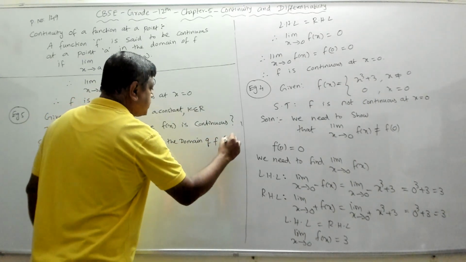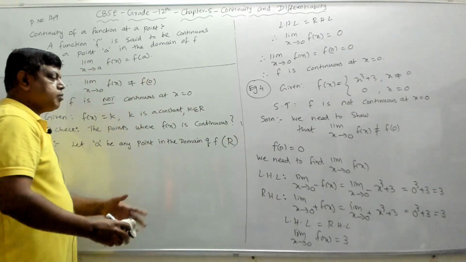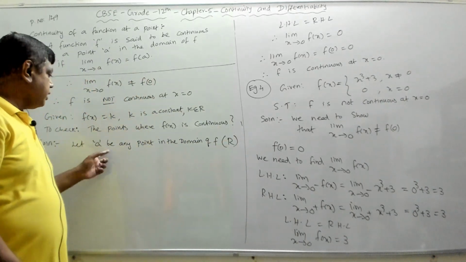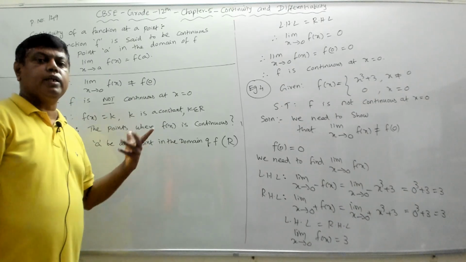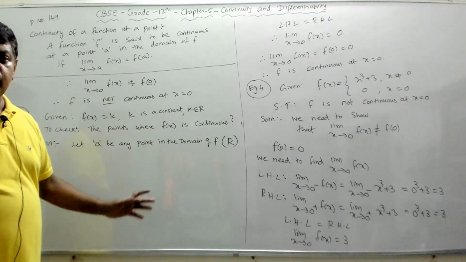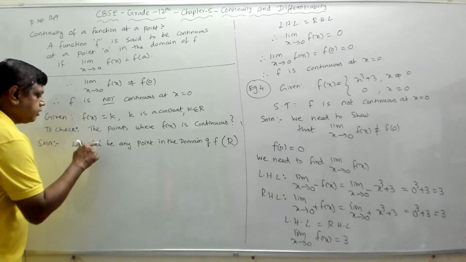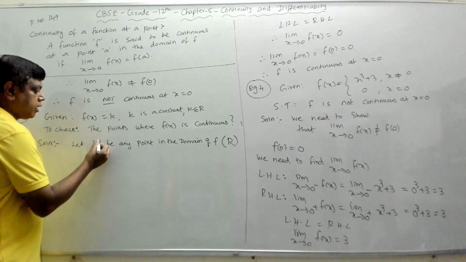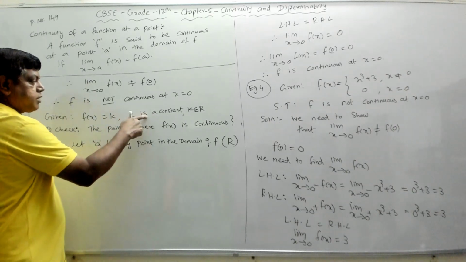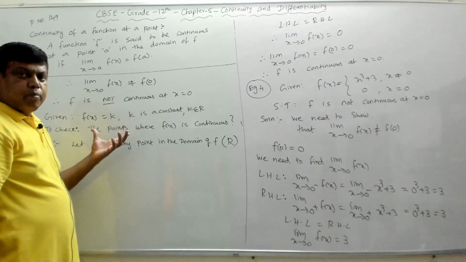f, which means it is R, the set of all real numbers. Domain of f is R, which means a is any point on R. Any point means any number in R. Any number in R means R is the set of all real numbers, which means any real number. Right? So don't get confused with this k and this R. This k is a constant. That is also a real number.